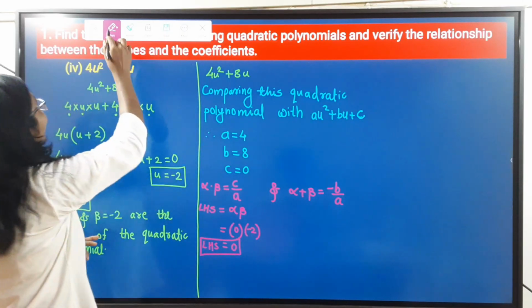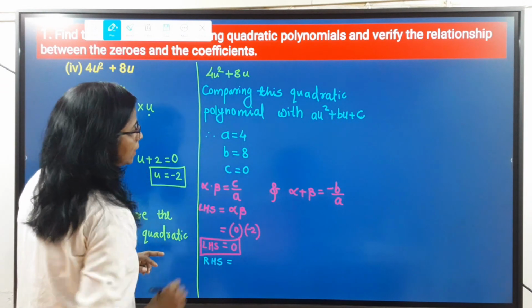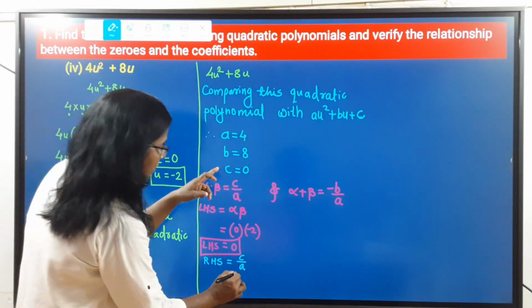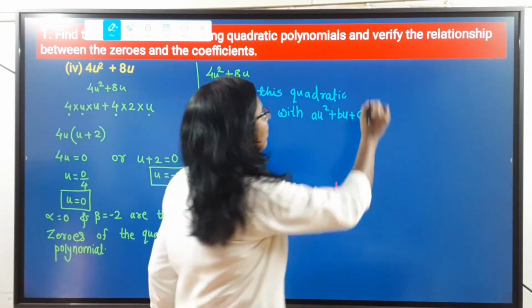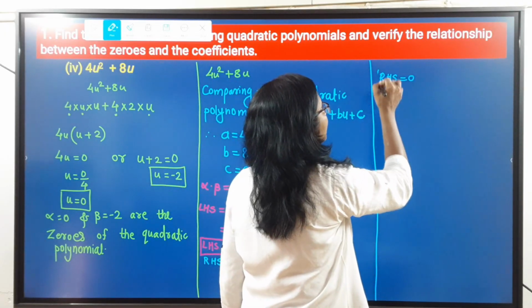And here, students, the RHS. RHS is equal to C upon A. That means 0 upon 4. So here, 0 upon 4 means RHS is equal to 0.